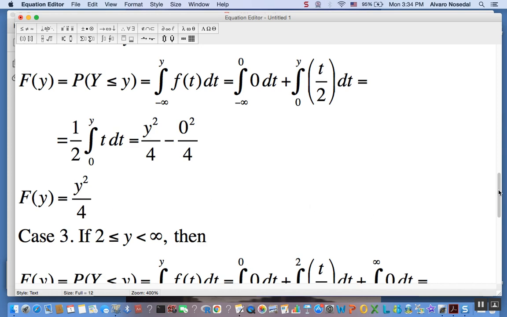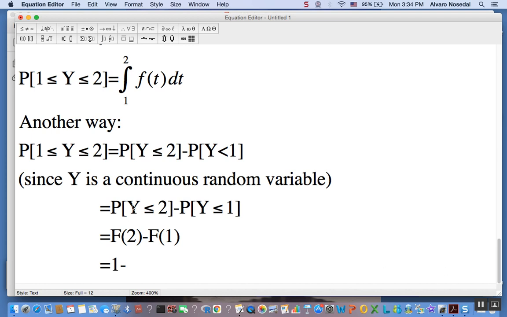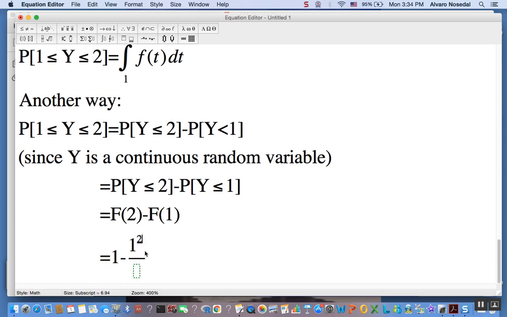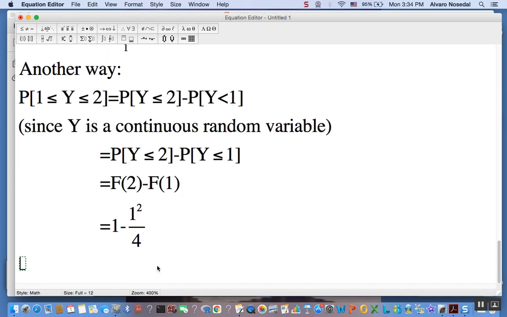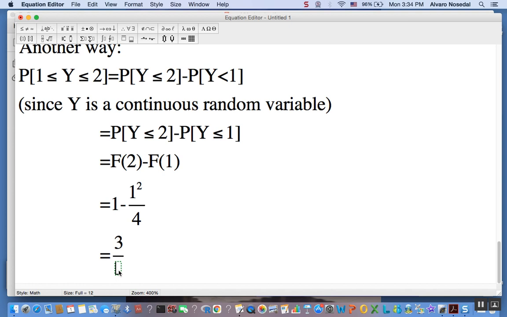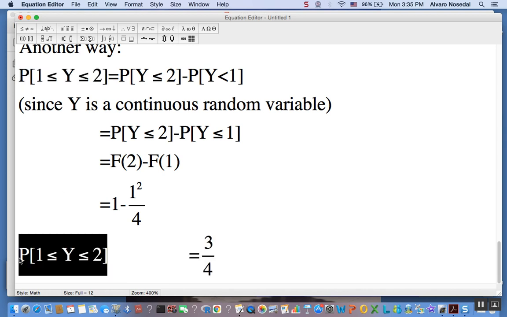So 1 squared divided by 4. Minus 1 squared divided by 4. So that's just 1/4, right? So it's going to be just 1 minus 1/4, so that's just 3/4 in the end, right? And that's it. We are done, right?